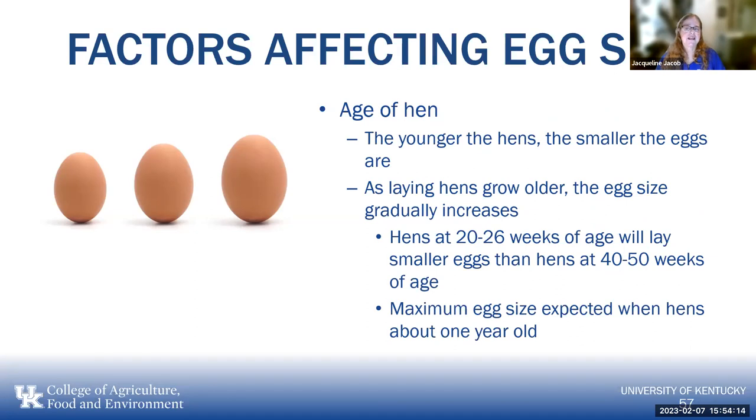The age of the hen, as I said, younger hens lay smaller eggs. As they grow older, the egg size usually increases. Hens at 20 to 26 weeks of age will lay smaller eggs than hens at 40 to 50 weeks of age. And you saw that graph, the typical egg production graph, where even once they start laying eggs, they are still increasing in egg size. The maximum egg size is expected when hens are about 1 year old.